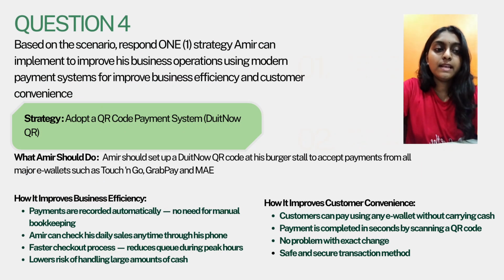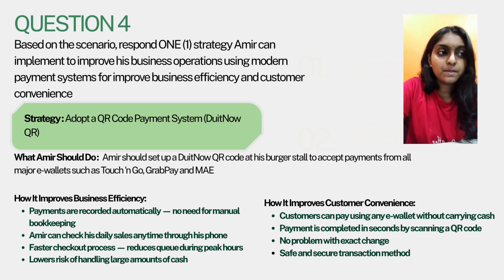So we go to the last question. Based on the scenario, one strategy that Amir can implement to improve his business operations using modern systems is to improve business efficiency and customer convenience. So there are two things that we're going to talk about, which are business efficiency and customer convenience. By these two things, how are we going to implement this strategy?